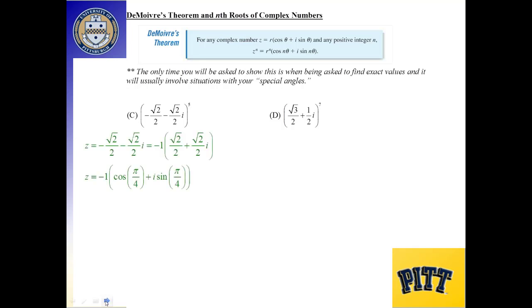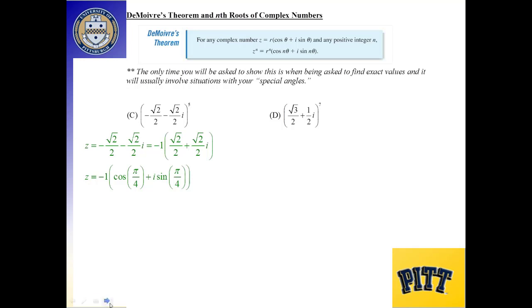So z equals negative square root 2 over 2 minus square root 2 over 2i. That's the same thing as me having negative 1 times square root 2 over 2 plus square root 2 over 2i, which means that z is going to be negative 1 times the quantity cosine of pi over 4 plus i times the sine of pi over 4.